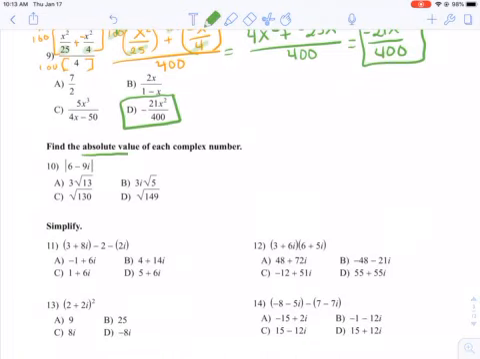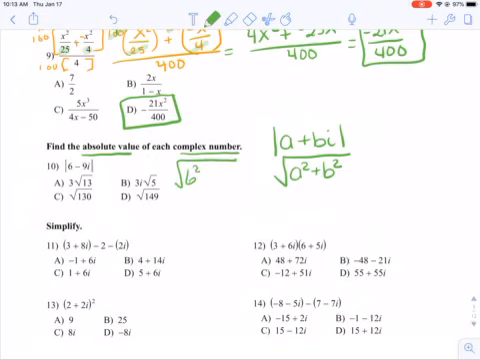Now, the absolute value of a complex number, if I have the absolute value of a plus bi, it's the square root of a squared plus b squared. So if I have the absolute value of this, it's going to be the square root of 6 squared plus a negative 9 squared. So 36 plus 81. So this is 117 under the square root.